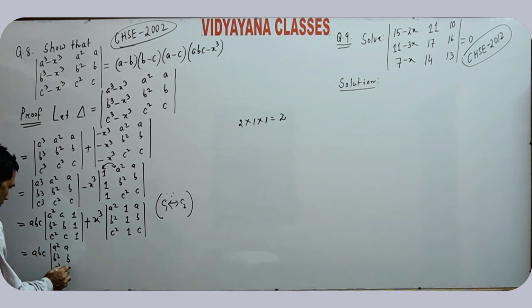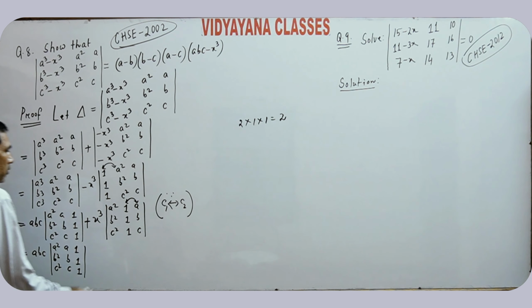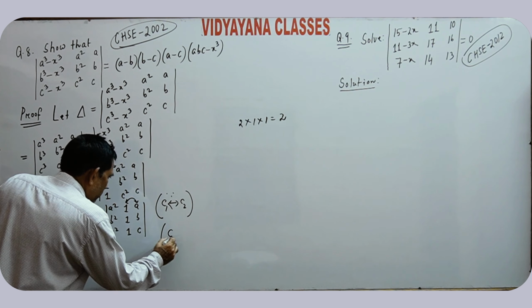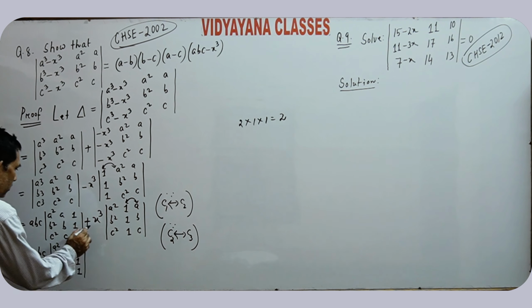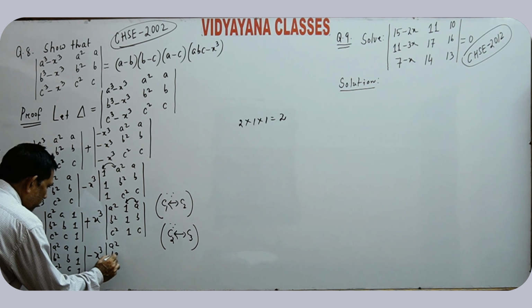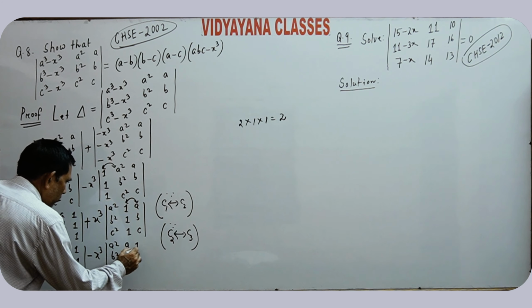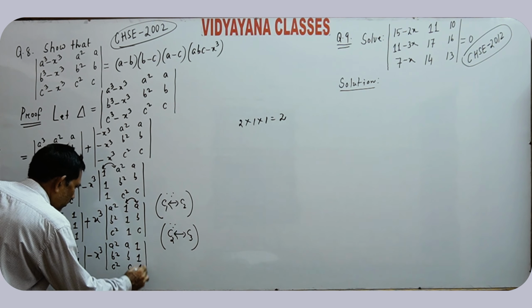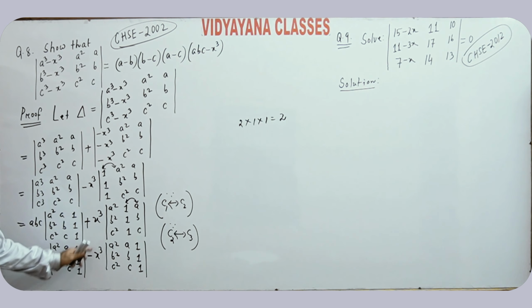ABC, 1, 1, 1. Interchanging column 2 and column 3, the sign changes, it will be minus SQ into A square, B square, C square, ABC, 1, 1, 1. Column 2 and column 3 are interchanged, so the sign changes.